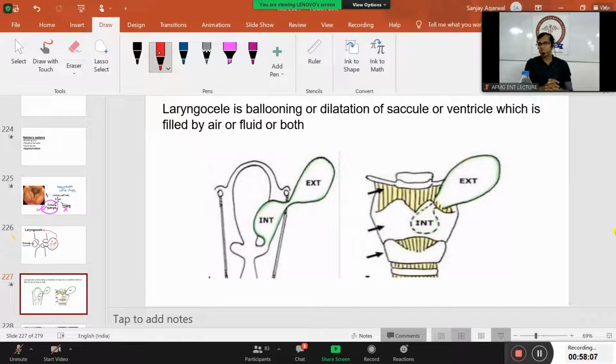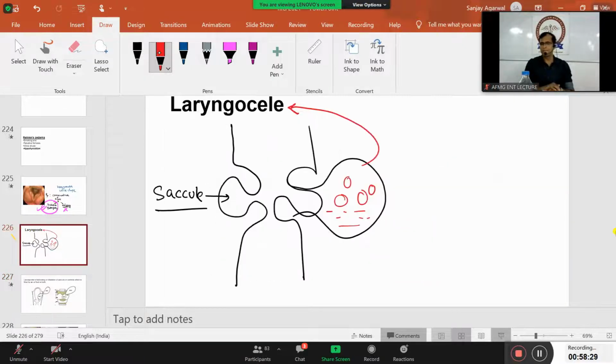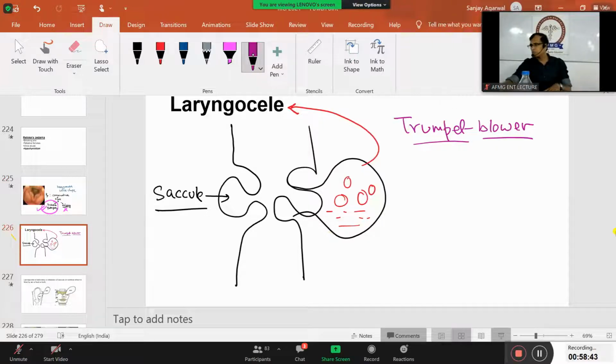So it's a ballooning or dilation of the saccule due to collection of air or fluid or both. Which can be shown like this. And this is mainly seen in what are called trumpet blowers, those who have to play that instrument, trumpet, with a lot of force.